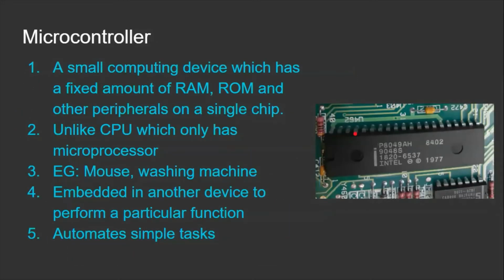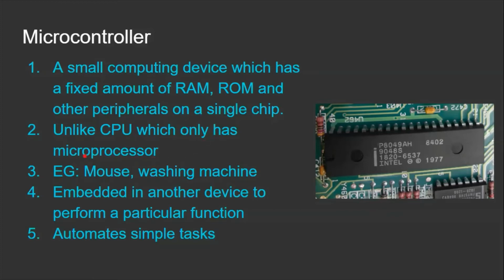Now we talk about what a microcontroller is. Like we said, a microprocessor is nothing but a CPU. But a microcontroller, on the other hand, has a fixed amount of RAM, ROM, and other peripherals, which are embedded on a single chip. Since technology has grown faster and faster, we can put all of these components in smaller areas. So it is unlike the CPU, which only has a microprocessor.